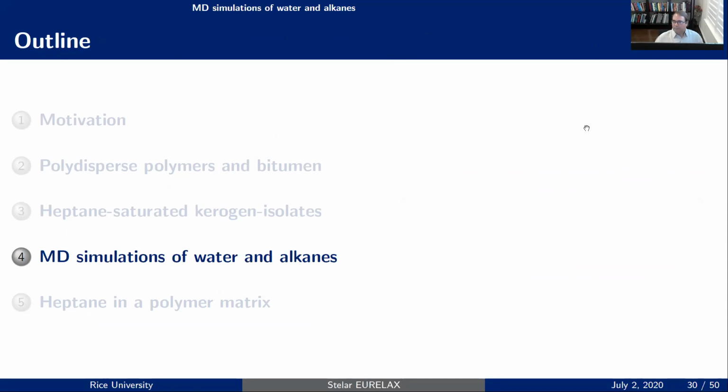Dilip? Yep. Thank you, Philip. So as Philip mentioned in the first parts of the talk, one of the puzzles that we want to understand is the basis for the contrast that we are seeing. This motivated us to do molecular simulations. Next slide, please.